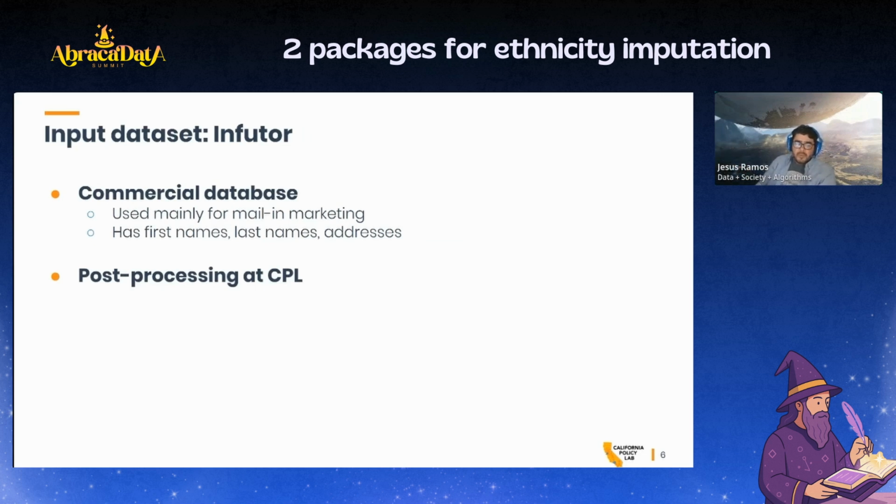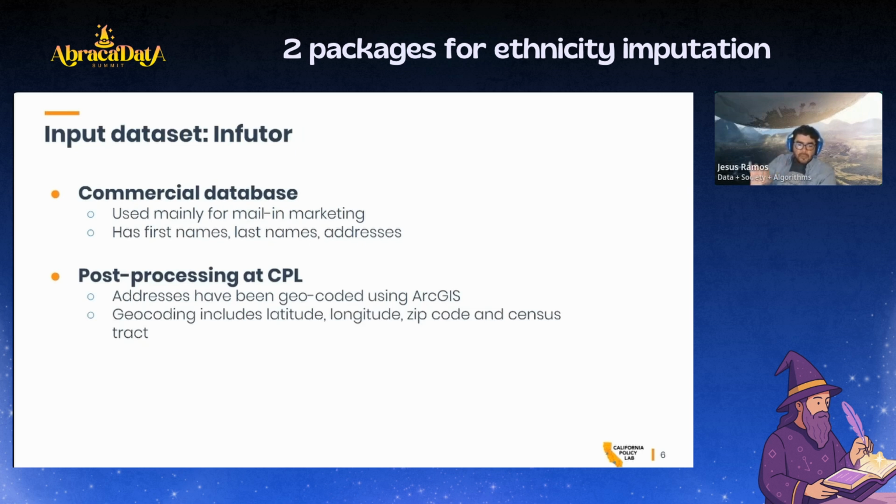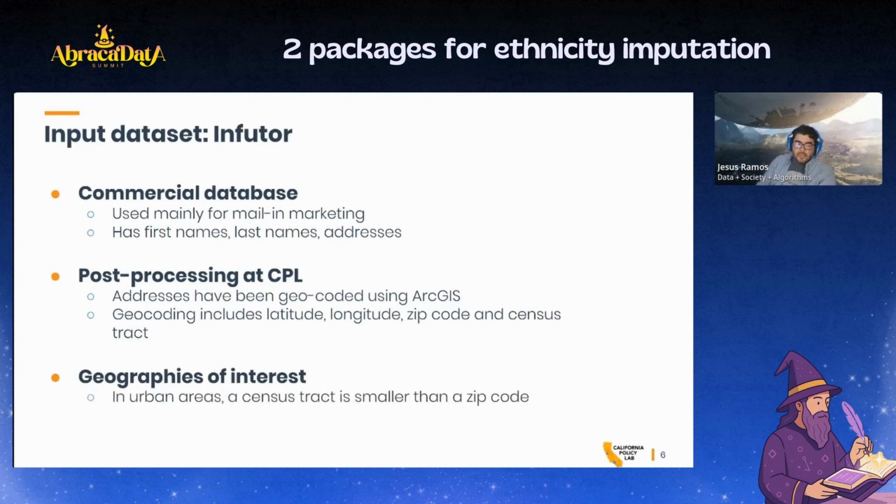We need to do some post-processing. The post-processing is done by ArcGIS and needs to obtain latitude, longitude, zip code, and census tract. Now, a census tract, for those of you who don't know, I didn't know this. A census tract is smaller than a zip code, and is used.